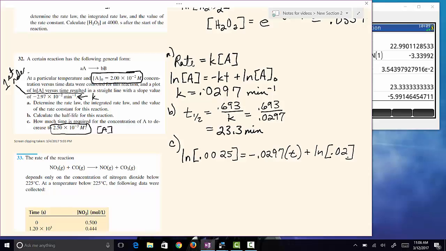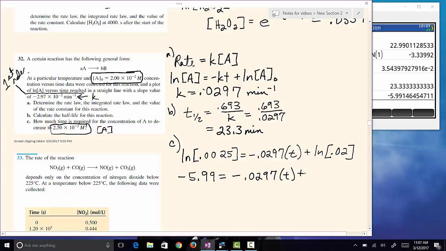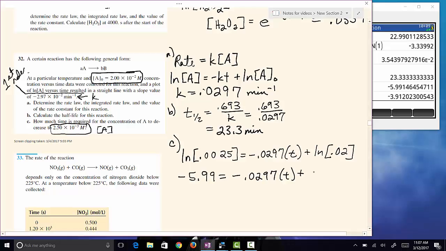Okay, so now the natural log of 0.0025. I'm getting a minus 5.99, which is equal to negative 0.0297 times t plus, and then the natural log of 0.02 is a negative 3.912. All right, so negative 5.99. Then we're going to go plus 3.912.